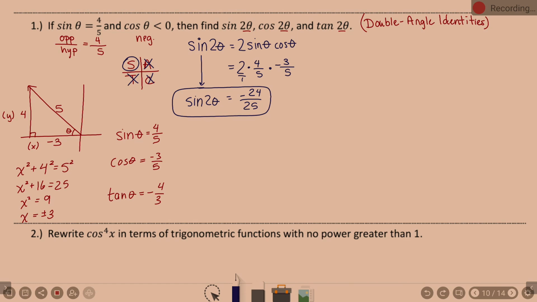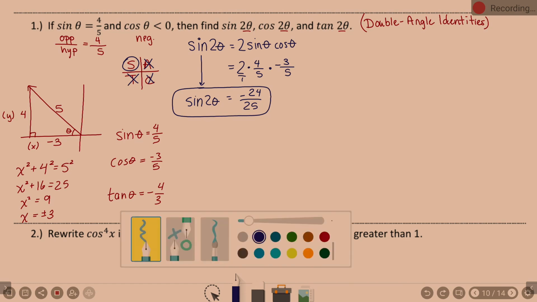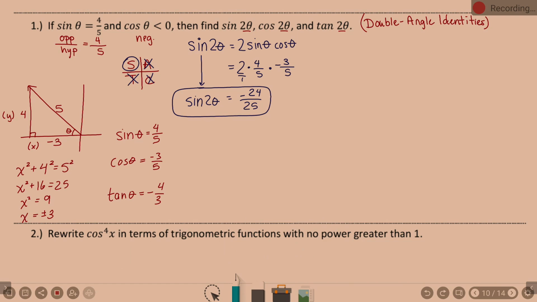We're technically a third of the way done with this problem. Wait, we have to find the... because that was sine 2 theta. What else were we asked to find? Cosine. Okay, so cosine of 2 theta.